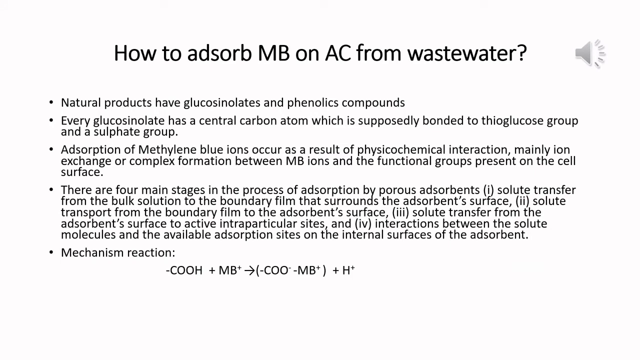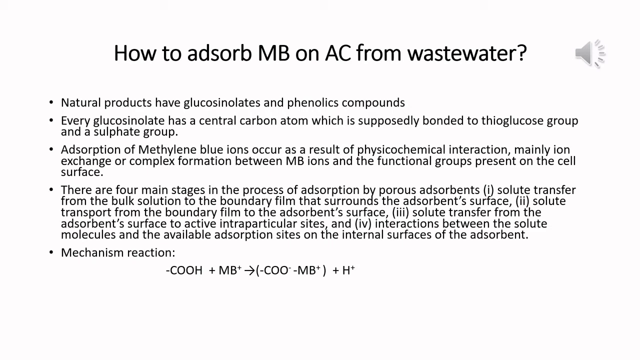Methylene blue on activated carbon in wastewater. Natural products have glucosinolates and phenolic compounds. Every glucosinolate has a central carbon atom which is separately bonded to a thioglucose group and a sulfate group. Adsorption of methylene blue ions occurs as a result of physicochemical interaction, mainly ion exchange or complex formation between methylene blue ions and the functional groups present on the cell surface.